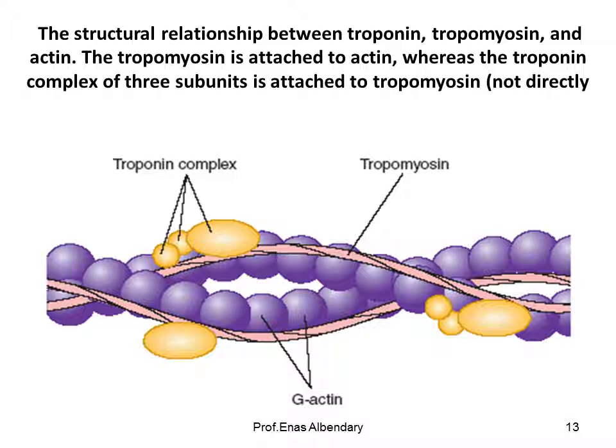This picture shows us the structural relationship between troponin, tropomyosin, and actin. The tropomyosin is attached to actin, as you see, whereas the troponin complex of three subunits is attached to tropomyosin, not directly, but it keeps the tropomyosin in place and not movable.